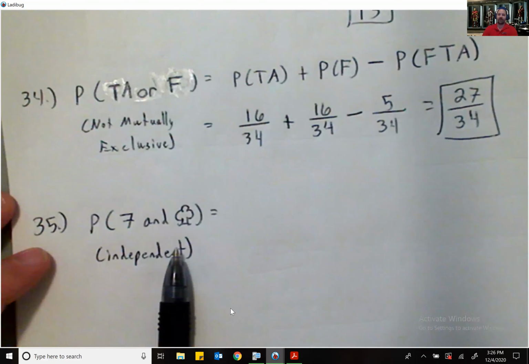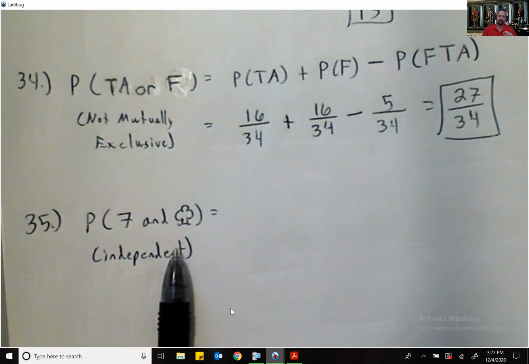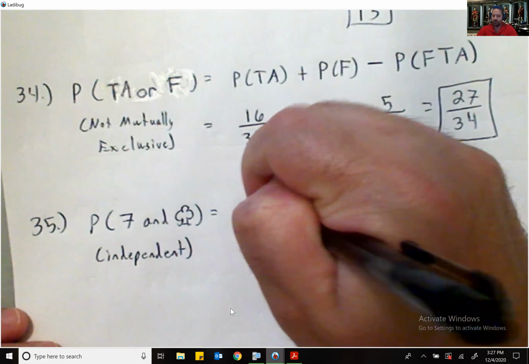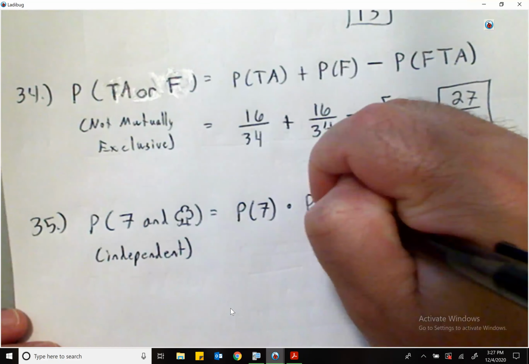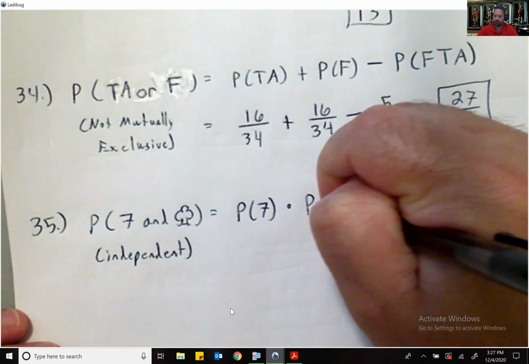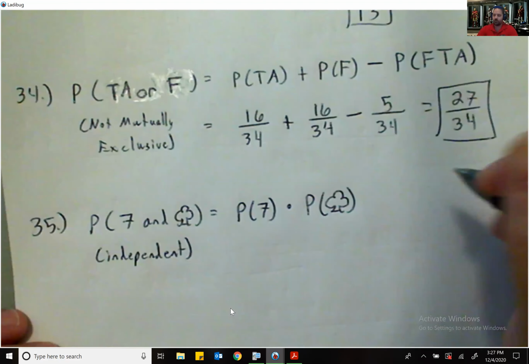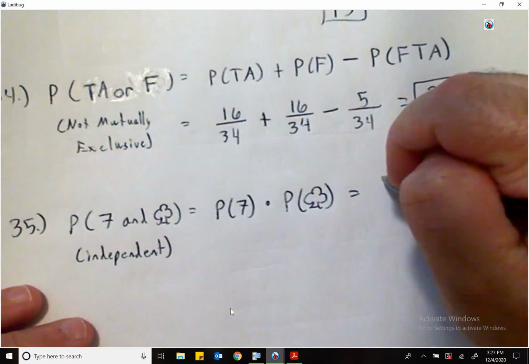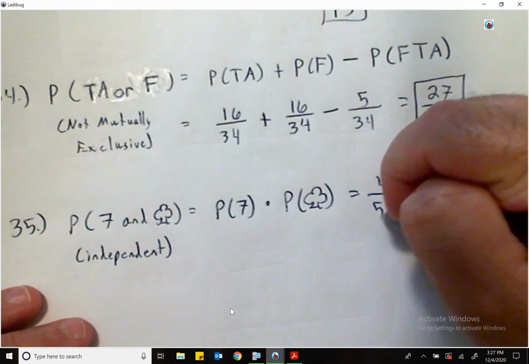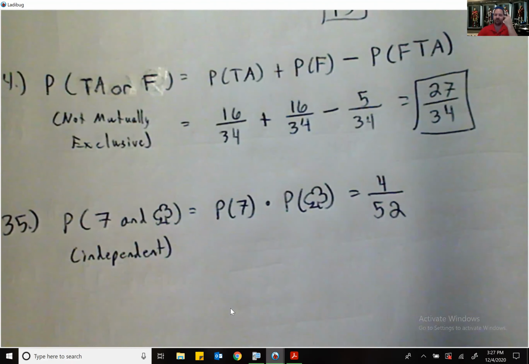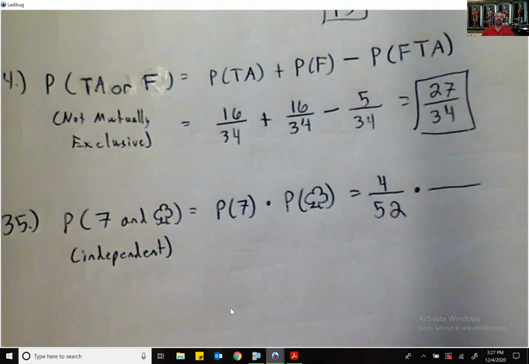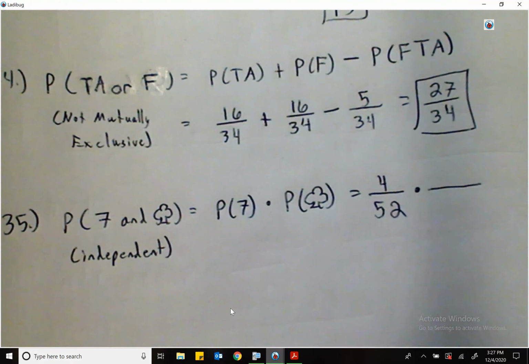So when I draw the first time, I got 52 cards that I'm going to draw from. And when I put it back and draw the second time, I still have 52 cards. So all we need is the probability of a 7, and we're going to multiply that by the probability of a club. So what's the probability of a 7? 4 over 52. You got it, because there's the 7 of clubs, the 7 of spades, the 7 of diamonds, the 7 of hearts. We're going to multiply that with, what's the probability of a club? 13 over 52. That's right.